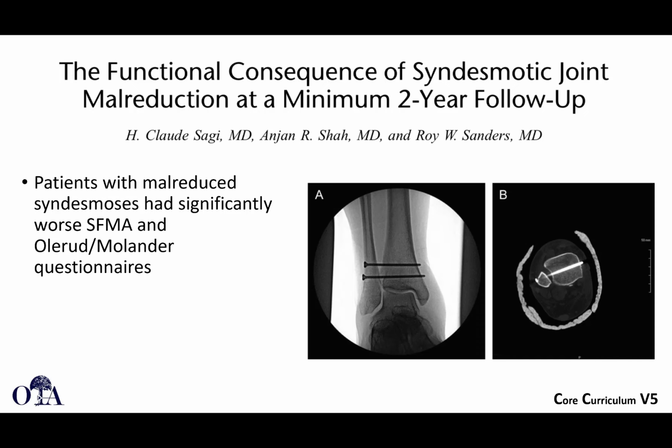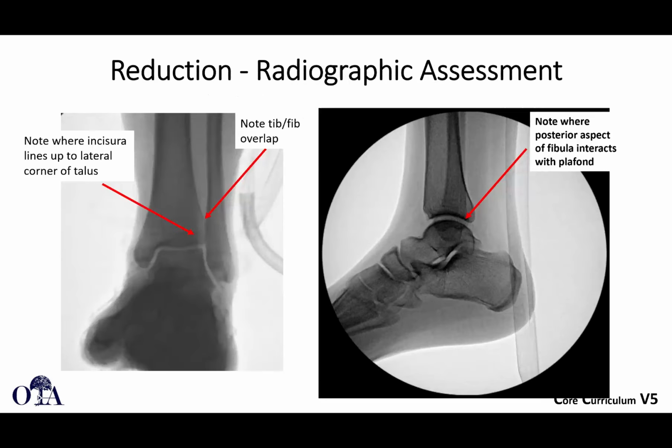What's the functional consequence of syndesmotic joint malreduction? Now remember, there's a lot of variability in the morphology of the joint itself. You really can't see that well with a lot of techniques, especially when you're not directly looking at the syndesmosis, how well it's reduced. And here you can see that you can potentially malreduce the syndesmosis, and it may not look so bad on X-ray, and then you get a CT scan and realize it's malreduced. And in some studies, we have seen that they can have worse outcomes as a result.